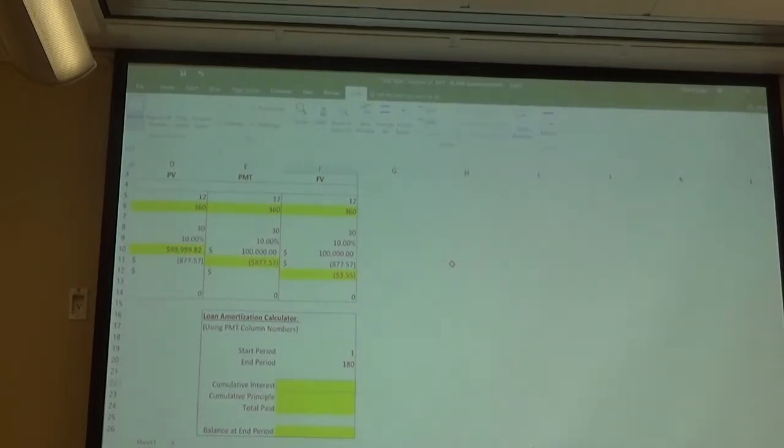So let's go over here, and we're going to use a function called cumulative interest. C-U-M-I-P-M-T. Okay? Again, C-U-M-I-P-M-T. All right?